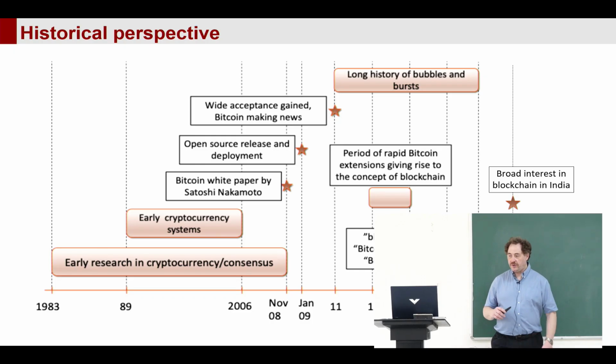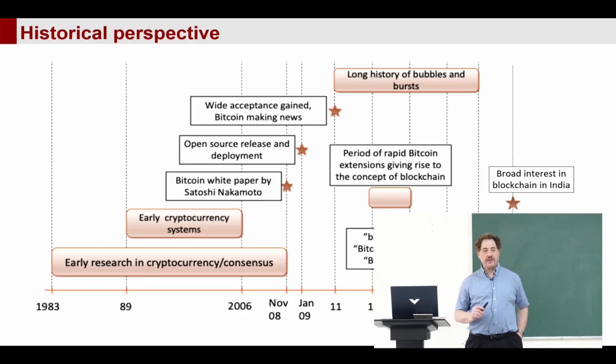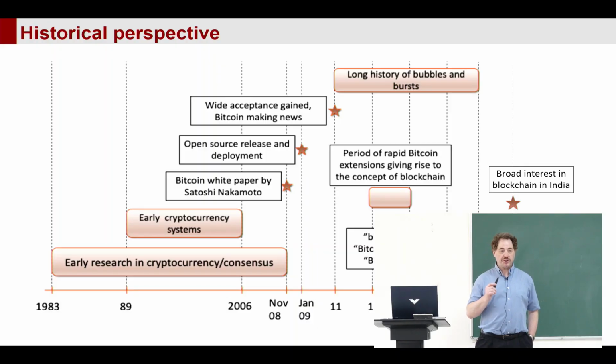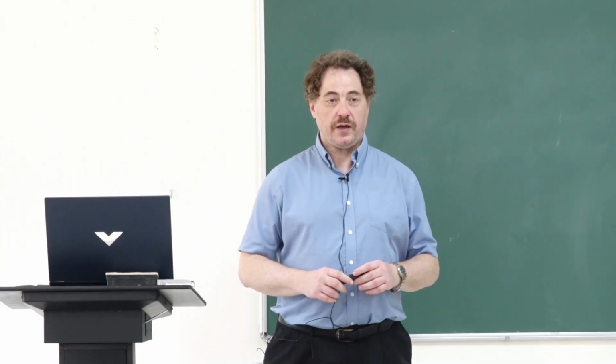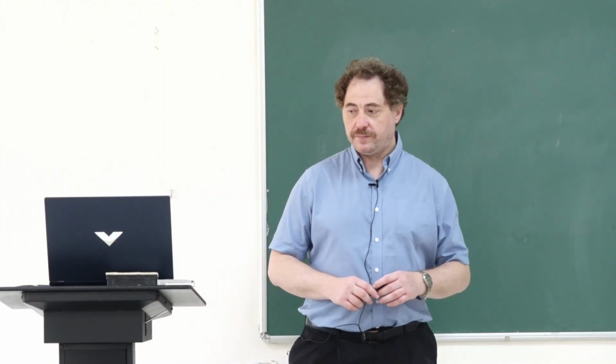So around 2013, people realized that there is a paradigm here. And the word blockchain came out. So before 2014, it was just Bitcoin. From 2013, people understood that it's more than just one system. And they started to use the term blockchain.